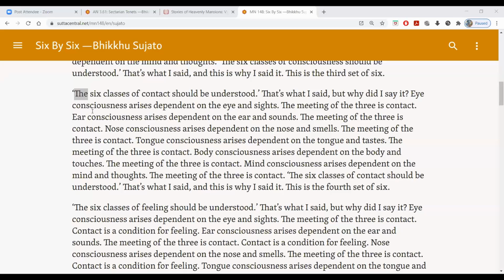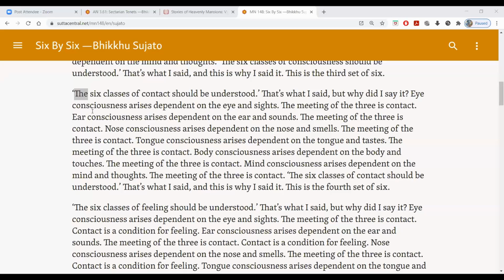So, is eye permanent or impermanent? Impermanent. Sights, are they permanent or impermanent? Impermanent. If something arises dependent on impermanent things, what is the nature of that thing? It is also impermanent. So when eye consciousness arises dependent on the eye and sights, then we understand with wise consideration that definitely this consciousness is not a permanent thing.